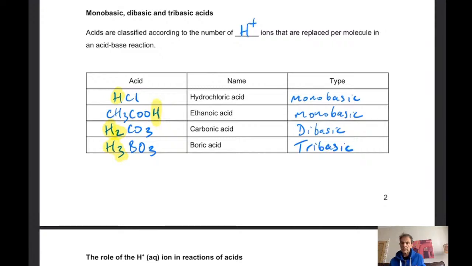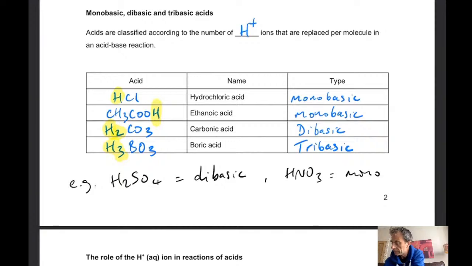Okay, so hopefully that's fairly straightforward. So I can just throw a couple of more examples at you. Things that you're more familiar with: H2SO4 is dibasic, HNO3 is obviously monobasic, and phosphoric acid, H3PO4, is tribasic. They're the classic ones. I've avoided using those in the examples just to give you lots of different ways of looking at it.